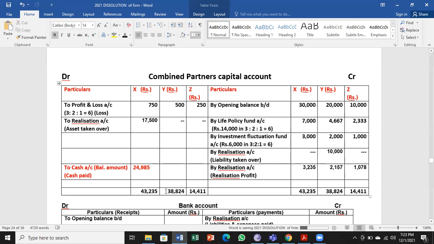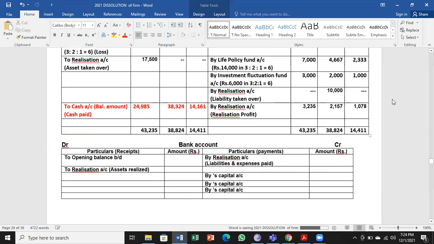Next, 38,834 minus 500, 38,324. Then 14,411 minus 250, 14,161. Here also we have to check again, especially if decimals or partial amounts are there, not round figures. We have to check whether the totals are right or wrong. Otherwise, it sometimes becomes tough.